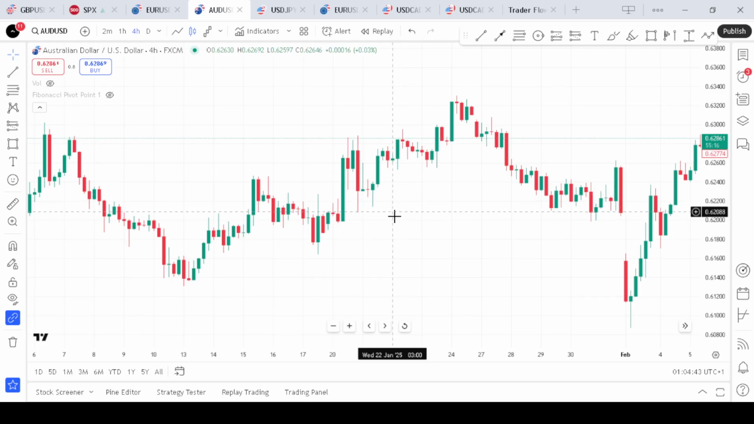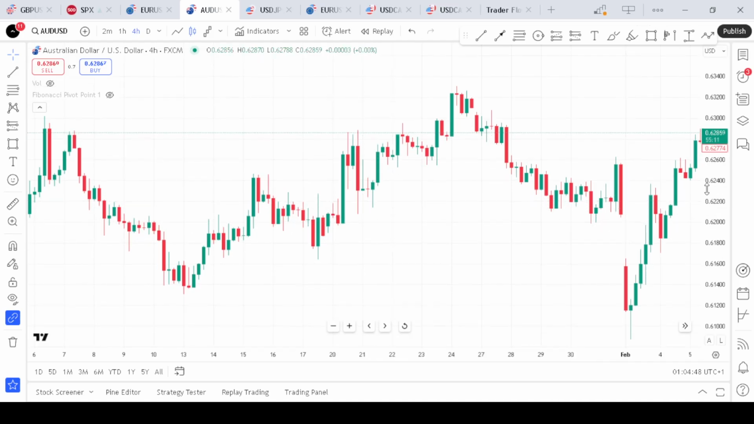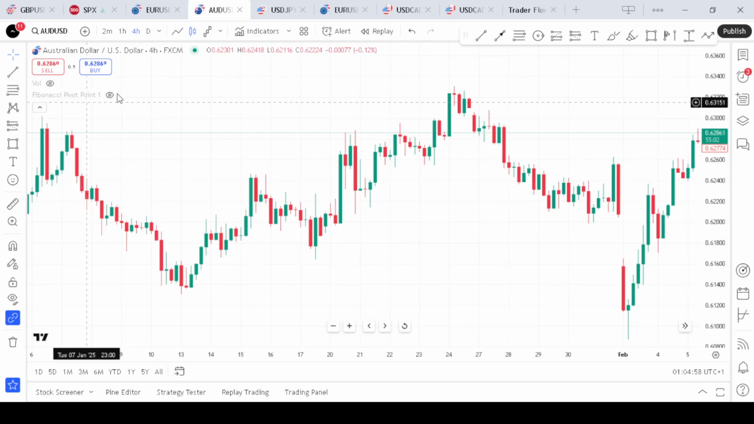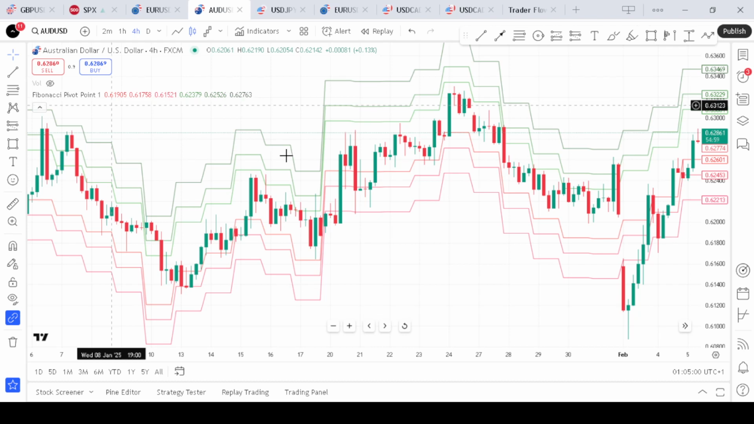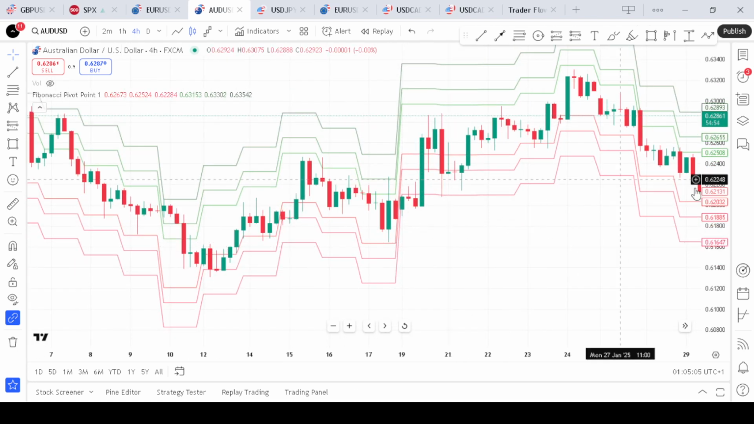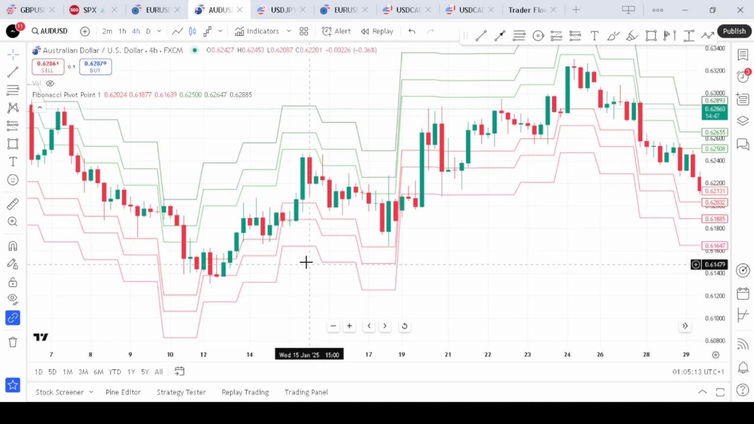So let's get started. We start by understanding what the Fibonacci pivot points are. The Fibonacci pivot points are technical indicators that combine standard pivot points with Fibonacci retracement levels. This unique combination helps traders to identify precise support and resistance zones, making it easier to anticipate potential price reversals or continuations in the market.